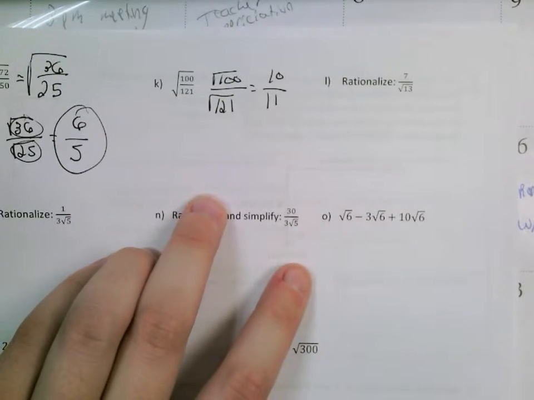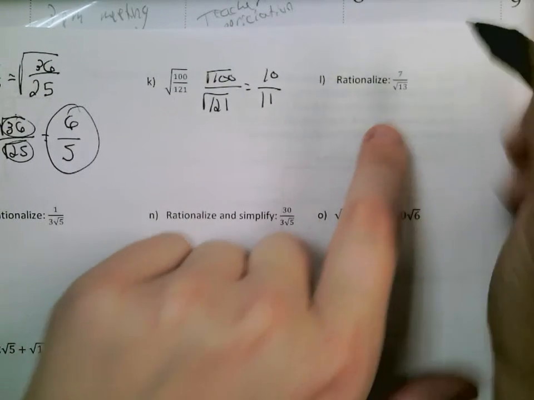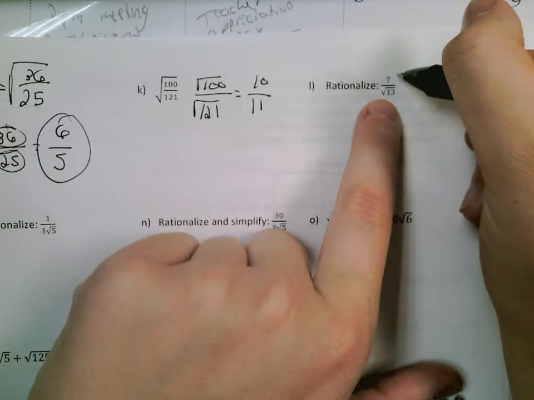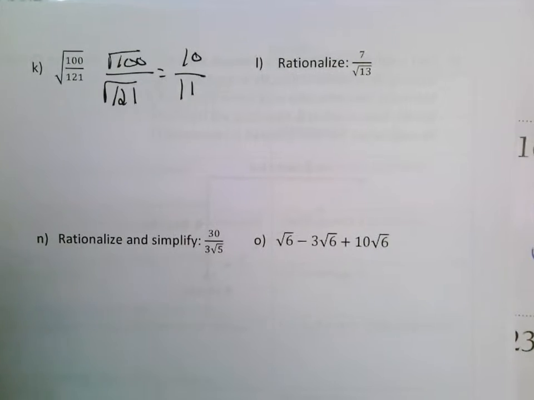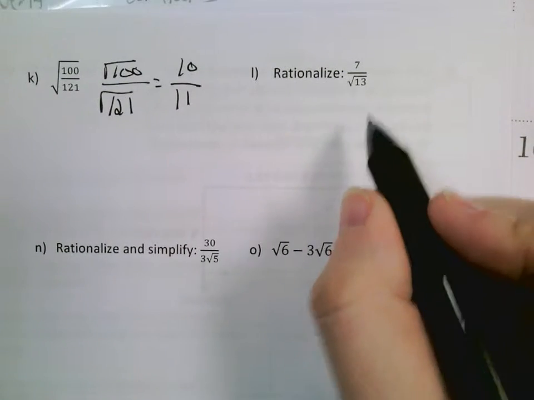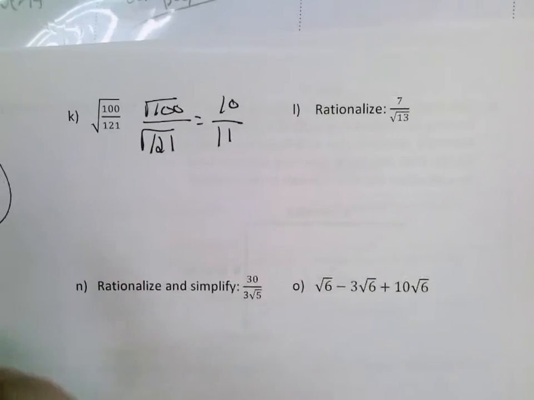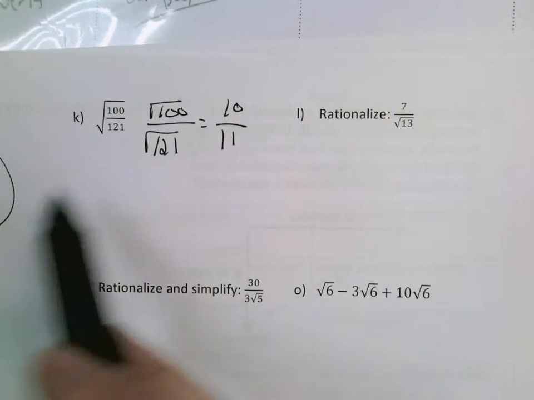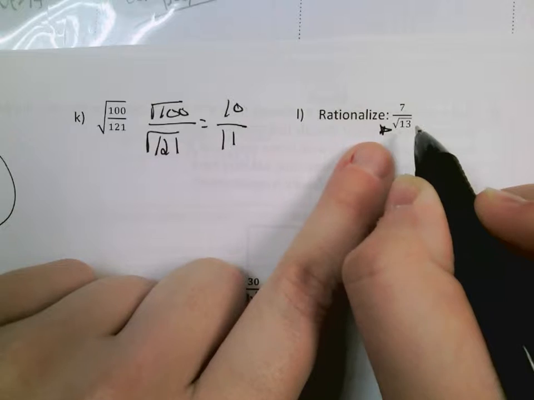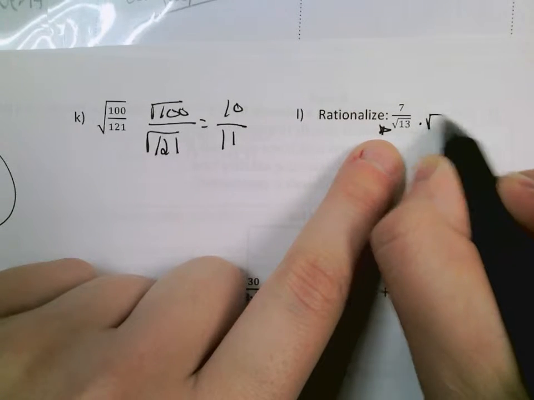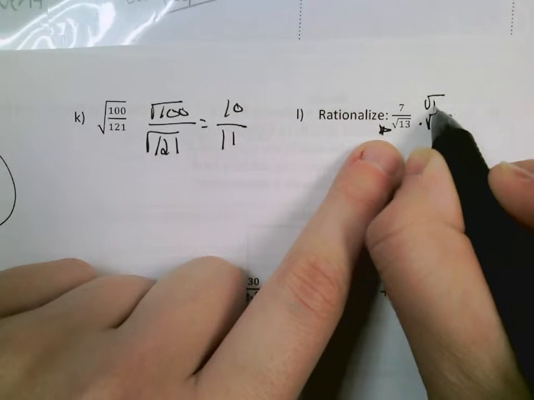Now, rationalizing. How is rationalizing different? Rationalizing is different because the 7's on the outside and the 13's on the inside. Let me go ahead and make this a little bit bigger. So the 7 is on the outside, the 13's on the inside. That means I can't just go into straight division like we did over with these other problems. But I also cannot have a square root in the bottom. So how do I get rid of that? By simply multiplying it by itself.